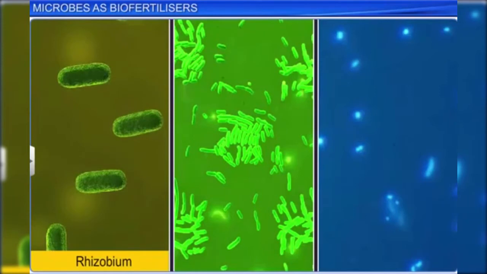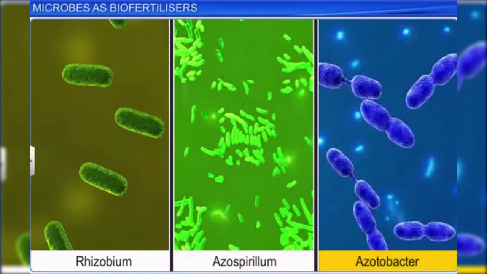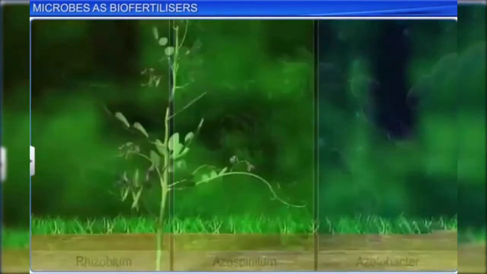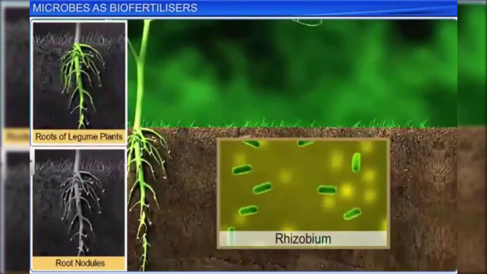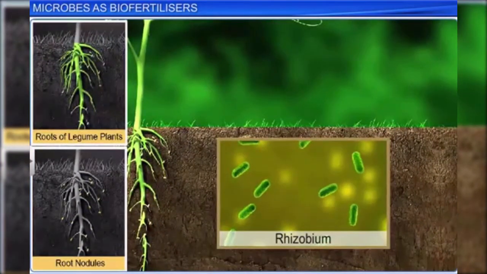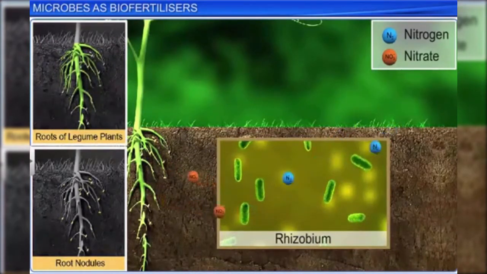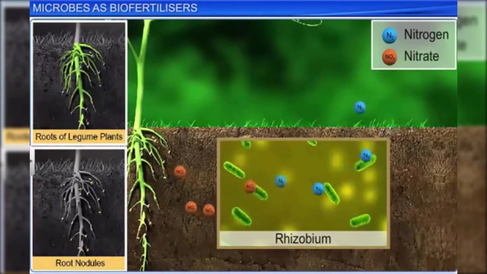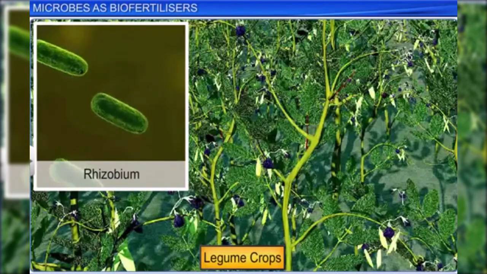Rhizobium, Azospirillum, and Azotobacter are the most commonly used nitrogen-fixing bacteria in biofertilizers. Rhizobium bacteria exist symbiotically in the root nodules of leguminous plants, where it converts atmospheric nitrogen into usable organic forms for plant use in return for food prepared by plants via photosynthesis. So, it is usually used as an inoculant for legume crops.